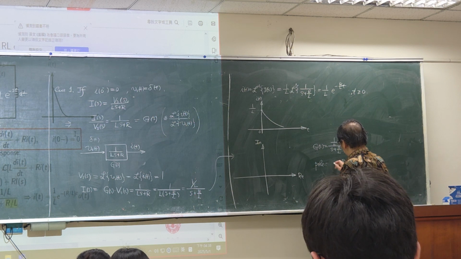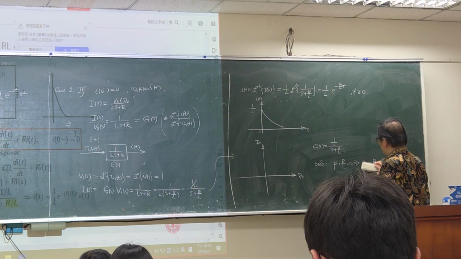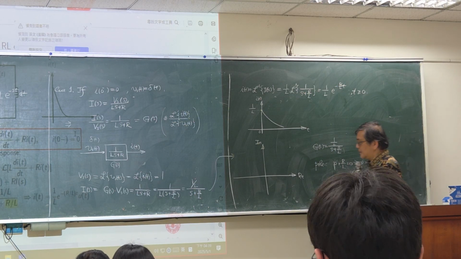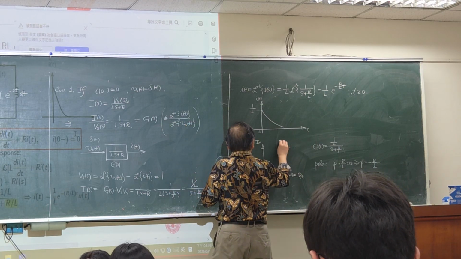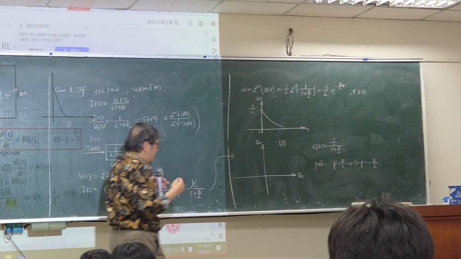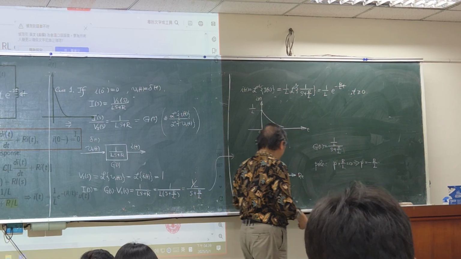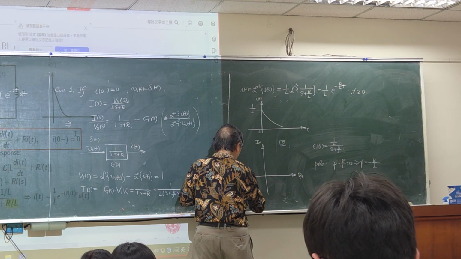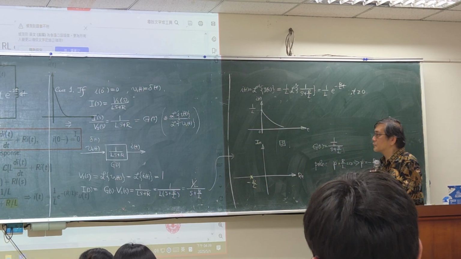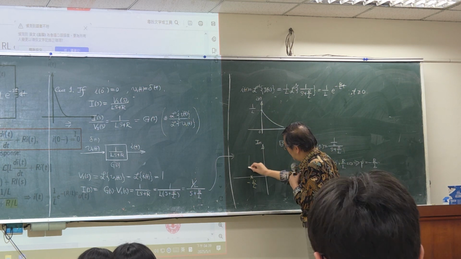What is the pole? Replace s with p. So the pole is negative R over L. So in the S plane, the complex frequency domain, the location of the pole is on the negative real axis. And the time response is this one.